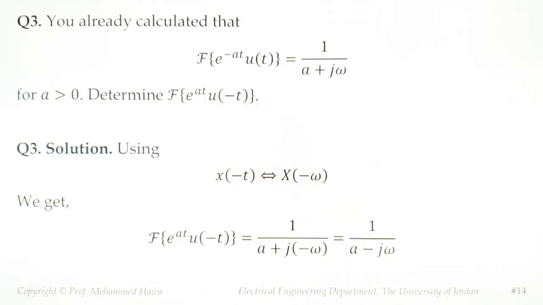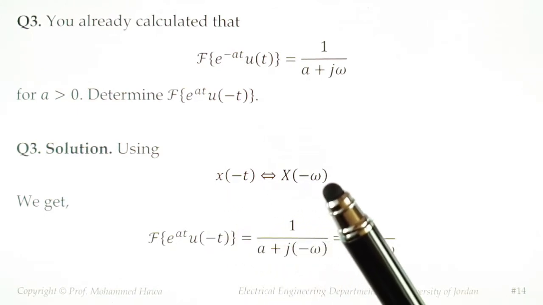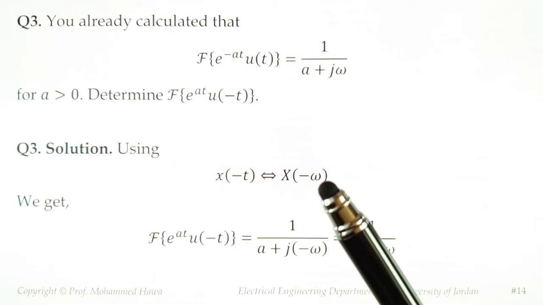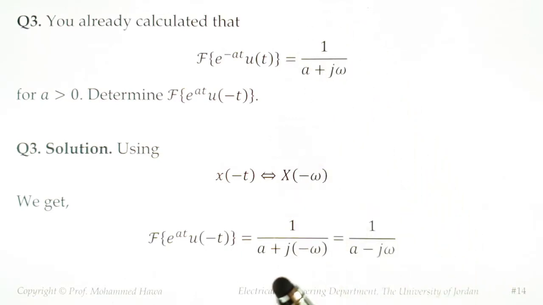Of course, solving this is so simple because I can use the time inversion property, which says that the Fourier transform of x of minus t is simply X of minus omega. Take every omega and replace it with minus omega. So I take this answer, 1 over a plus j omega, and I replace every omega with minus omega. So the Fourier transform of e to at u of minus t is 1 over a minus j omega. See how simple the calculation is if you memorize the Fourier transform properties.